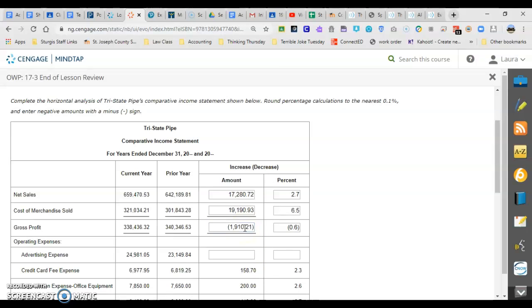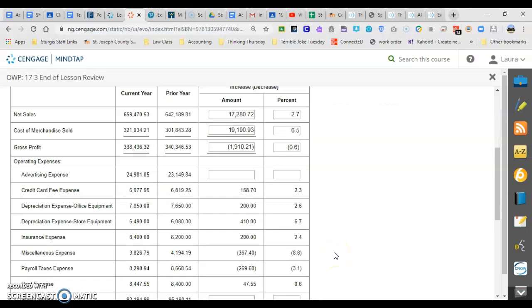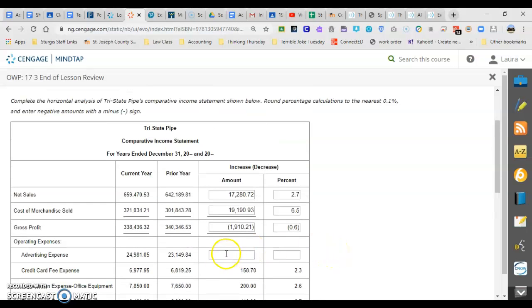0.21. Notice that when I put a minus in there, it automatically puts parentheses. You remember in the accounting world, that's how a negative number should show up, in parentheses. Okay, so you're going to do that for each of these other line items. Again, taking current year minus the prior year to get your difference, and then you're going to divide that by the prior year to get your percent of increase or decrease.